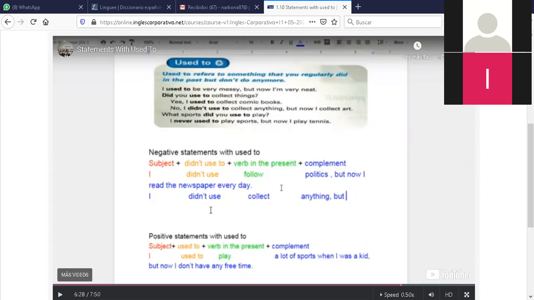Okay. It's a mistake. We cannot use it without to. Okay, all the time? Yes. It's used to. Porque es la estructura. Look at here. I used to. Did I used to? Yes, I used to. Didn't used to. Used to. Siempre va con to. Quizás se le fue ahí a José en el video.